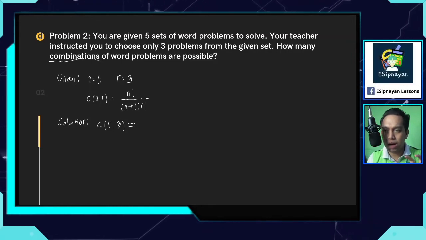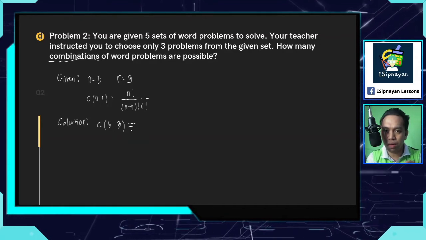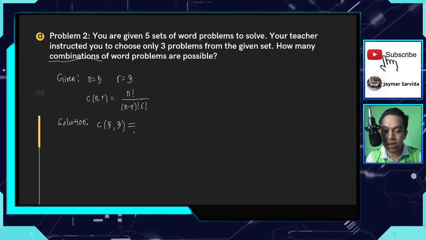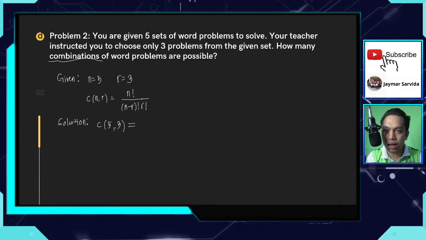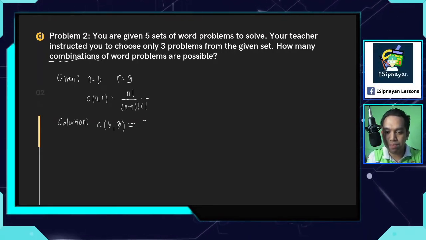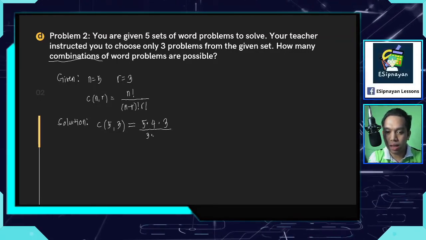Okay, so yung gagawin natin dito is una, you are going to multiply or taking 3 consecutive factors in descending order starting with 5. Or multiplying 3 consecutive numbers starting with 5. So, 5 times 4 times 3. Okay? In descending order yan. Divided by yung ating R, which is 3. So, 3 factorial. And 3 factorial is equal to 3 times 2.